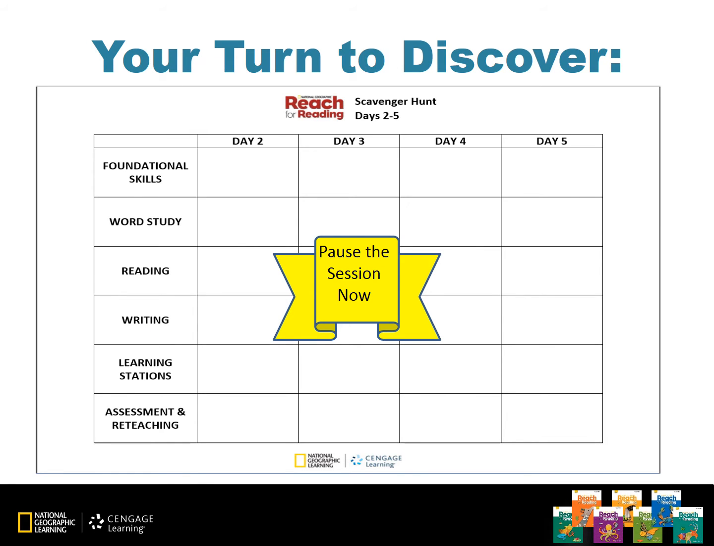This is a good place to pause the session and take some time to look specifically at the day 1 instruction and then browse through the instruction for days 2 through 5. I suggest you look through the resources and instruction aligned to the categories listed on this slide for especially days 2 through 5. You may even wish to take some notes or print this out.